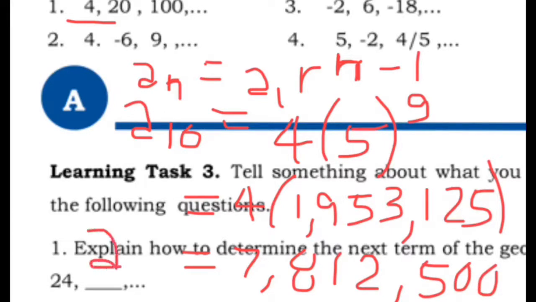So A sub 10. Or another way of solving this one is multiply nyo lang yung last term, 100 dito, times common ratio 5, 100 times 5, 4th term. Then ang result, 500 times 5, that will be the 5th term, and so on, until you can get the 10th term.